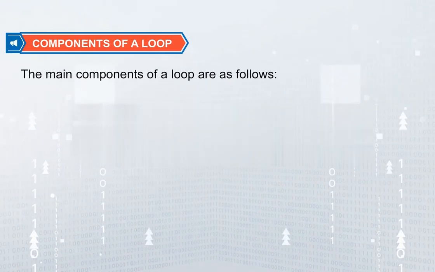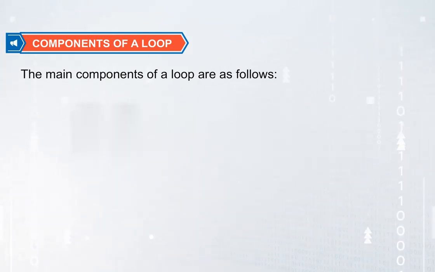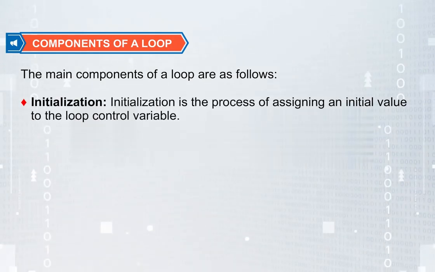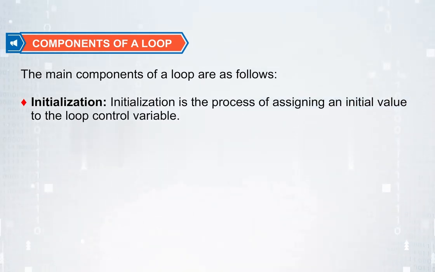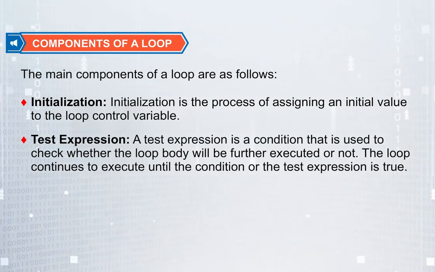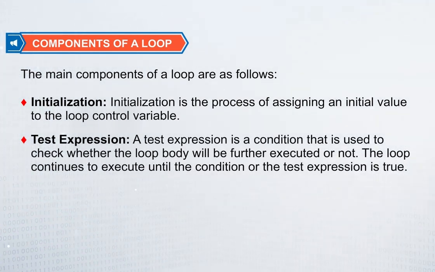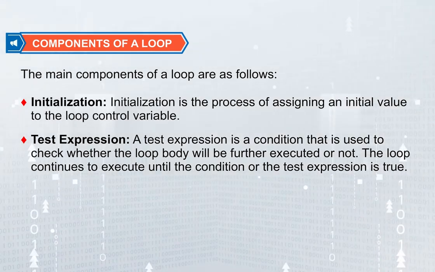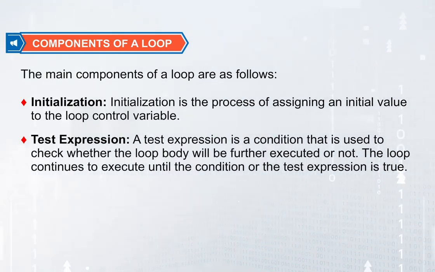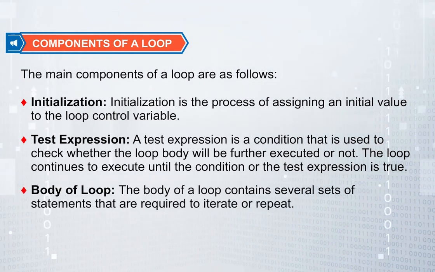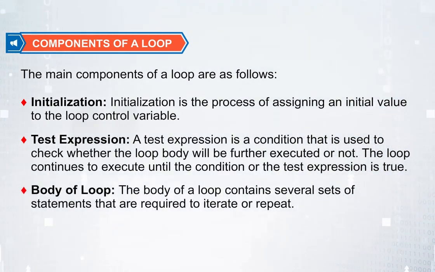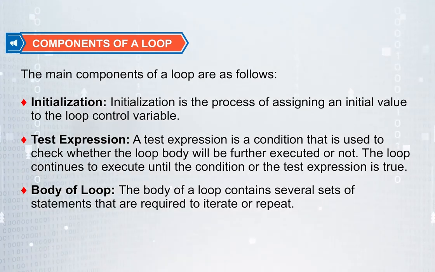Components of a loop. The main components of a loop are as follows. Initialization. Initialization is the process of assigning an initial value to the loop control variable. Test expression. A test expression is a condition that is used to check whether the loop body will be further executed or not. The loop continues to execute until the condition or the test expression is true. Body of loop. The body of a loop contains several sets of statements that are required to iterate or repeat.